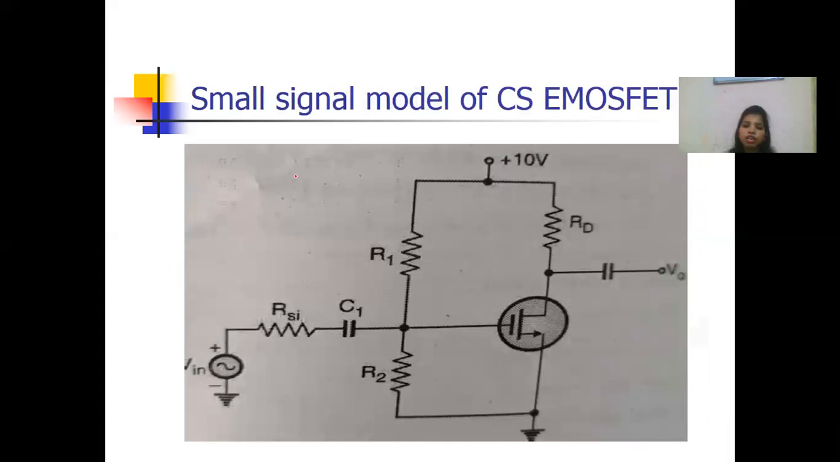So we are taking one example, we will solve this circuit. Since DC analysis is very much clear to you, if you want to know in detail, please refer to my previous lecture, DC biasing of EMOSFET. So here we will directly solve the AC analysis. We can say small signal model or AC model, AC analysis. Remember, for DC biasing your capacitors are open circuit, but for AC analysis your capacitors are short circuit, and your DC supply is grounded.